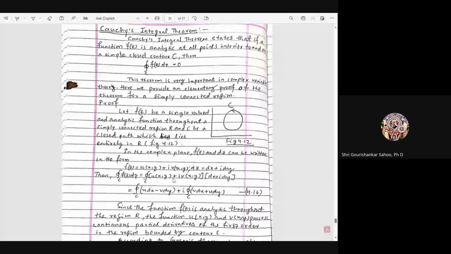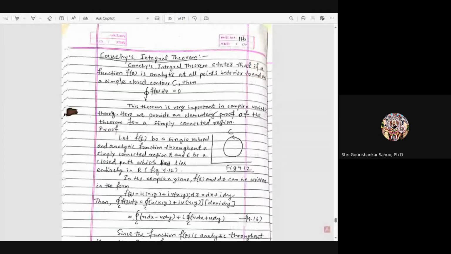Okay. So there are some worked out examples you may try. Then the Cauchy integral theorem. The Cauchy integral theorem states that if a function f(z) is analytic at all points interior to a simple closed contour C, then the integration over the closed contour C of f(z) dz is equal to 0. So if there is a function f(z) which may be defined as u plus iv, where u is a function of x comma y and v is a function of x comma y, your dz can be written as dx plus i dy.